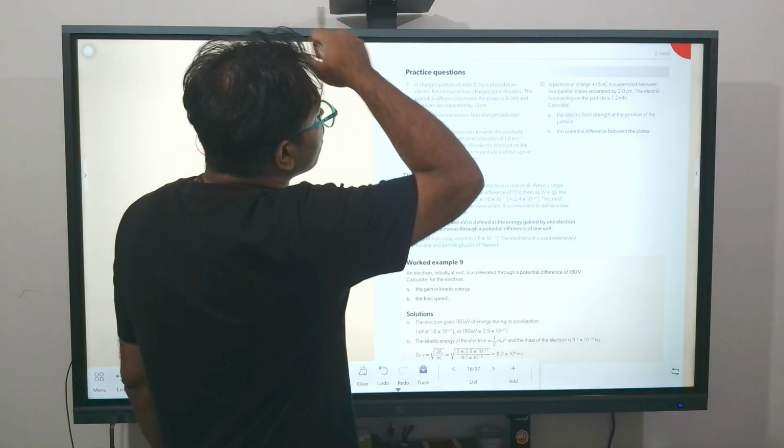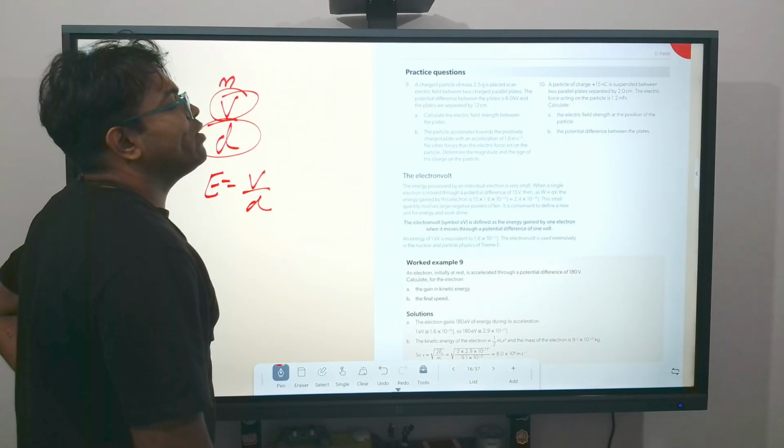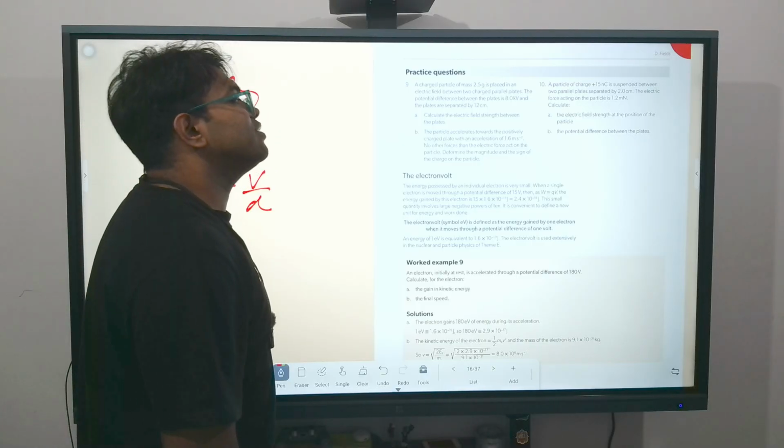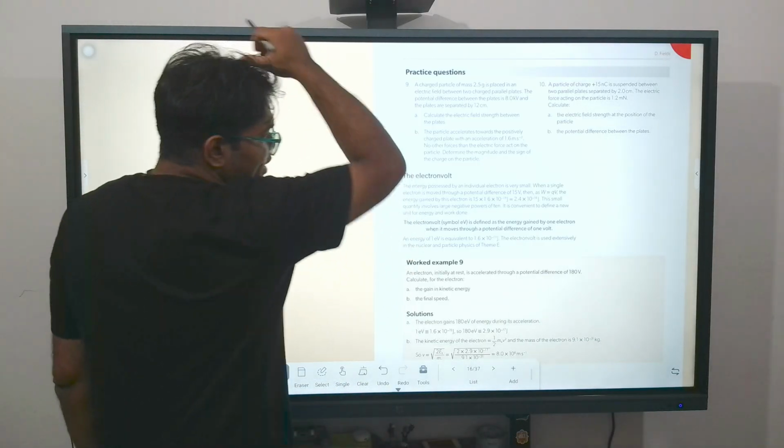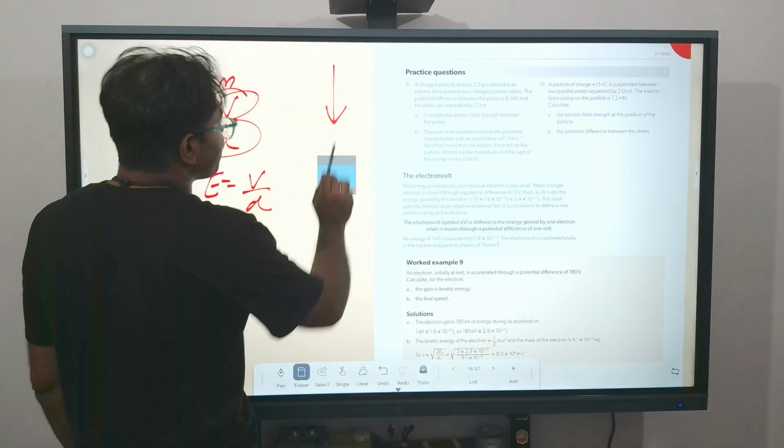Now, the particle accelerates towards the positively charged plate with an acceleration of 1.6 meters per second square. So basically, your force, downward force, is given as, no, let's see.